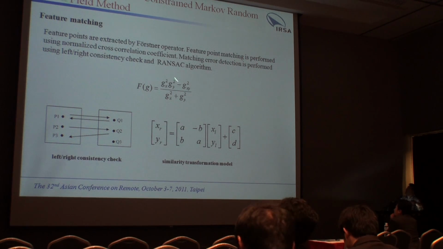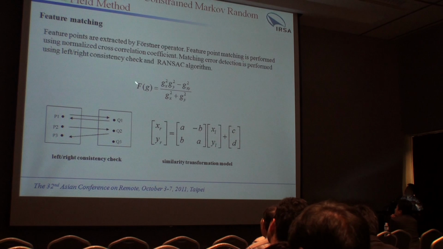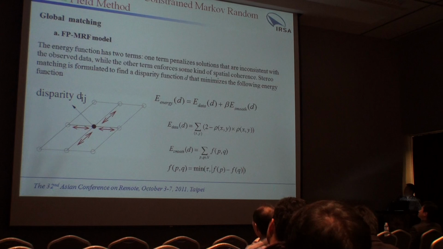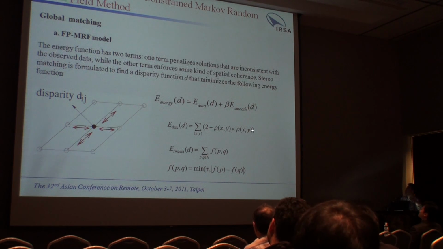A little bit of detail on the steps. The first step is feature matching. We use the famous Forstner operator. Then we do a left-right consistency check, and then we use a RANSAC procedure with a similarity transformation model to detect outliers. After that, we have some new development in this part. We use a feature point constrained Markov random field. Usually in previous studies, the Markov random field is initialized with zero parallax and starts from there. Now we have a pretty good initial result from these interest points, and we start from there.